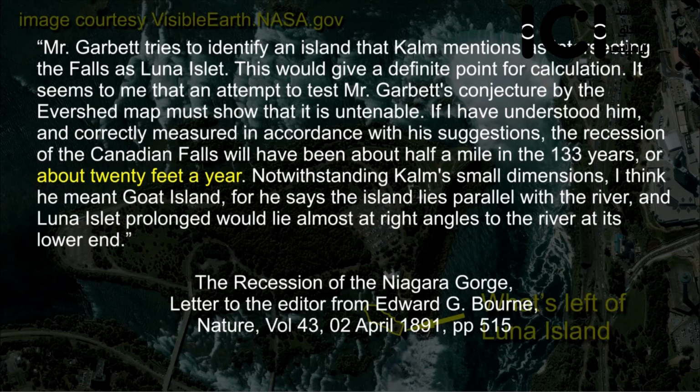This would give a definite point for calculation. It seems to me that an attempt to test Mr. Garbett's conjecture by the Evershed map must show that it is untenable. If I have understood him and correctly measured in accordance with his suggestions, the recession of the Canadian Falls will have been about half a mile in the 133 years, or about 20 feet a year. Notwithstanding Kalm's small dimensions, I think he meant Goat Island, for he says the island lies parallel with the river, and Luna Islet prolonged would lie at almost right angles to the river at its lower end."